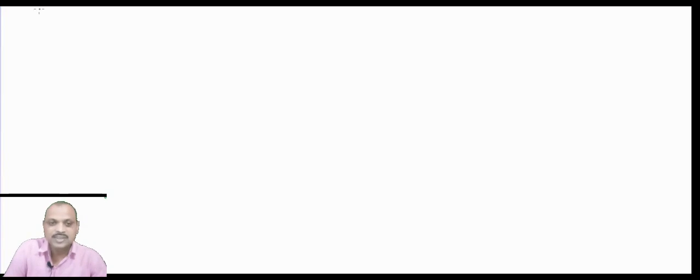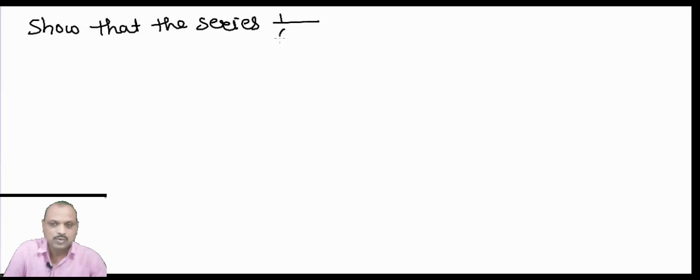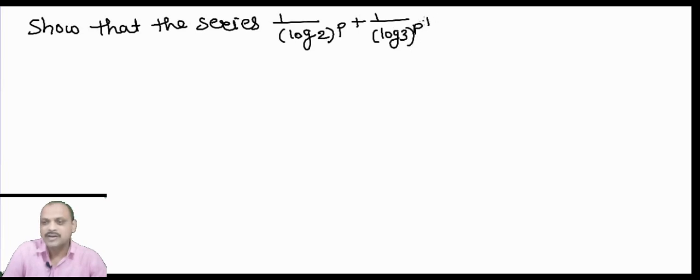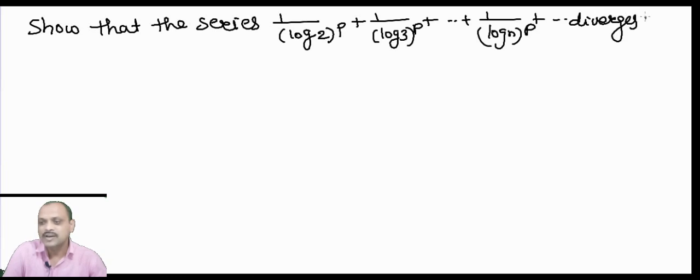Show that, let me write the example. Show that the series 1 divided by log 2 raised to p plus 1 divided by log 3 raised to p plus 1 divided by log n raised to p plus, diverges for p greater than 0. This is a divergent series for p greater than 0.